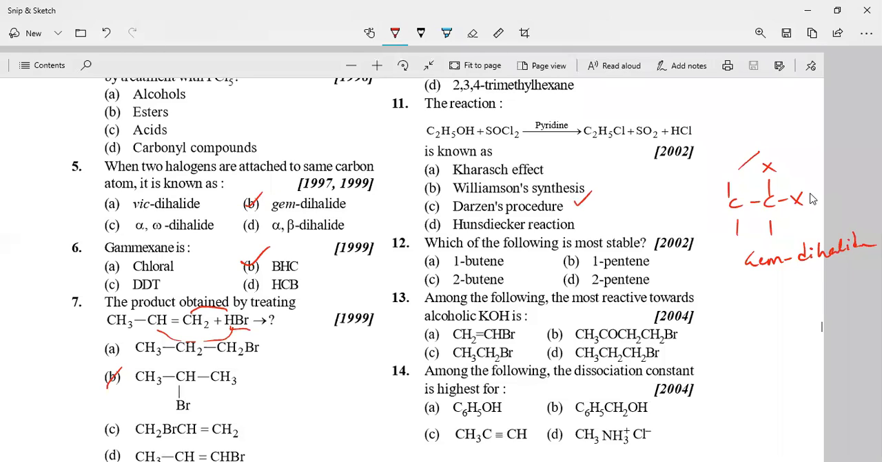Next, which of the following is most stable? It is 2-butene. 2-butene is most stable because the double bond is substituted in the middle. You can see 2-butene, CH3-CH=CH-CH3, is a highly substituted double bond, while 1-butene is less substituted. The alkyl groups have been substituted in place of hydrogen, so it is more stable. Highly substituted double bonds are more stable.